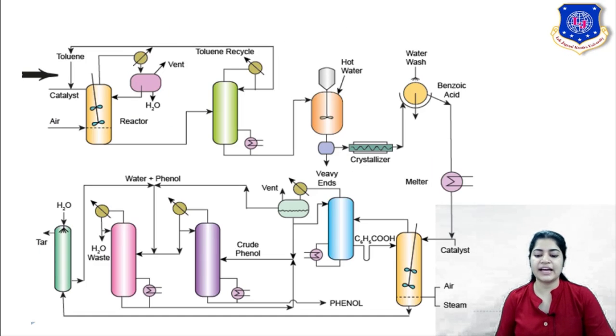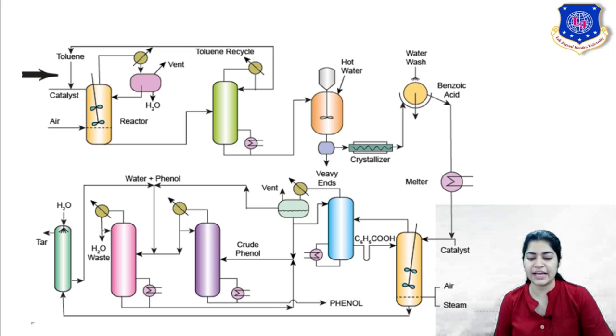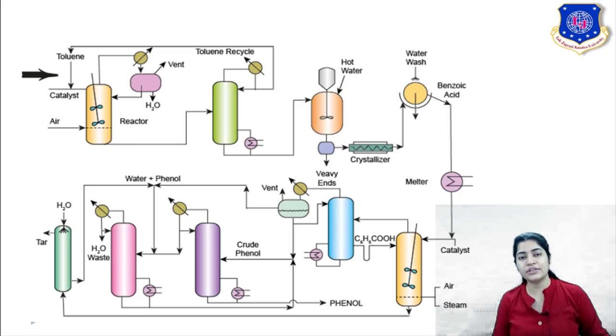After the second oxidation reactor, you can see a series of distillation columns used to recover phenol. This adds to the cost of the process. So these two are the main design problems of your process.